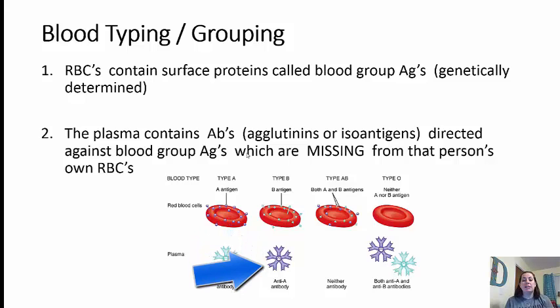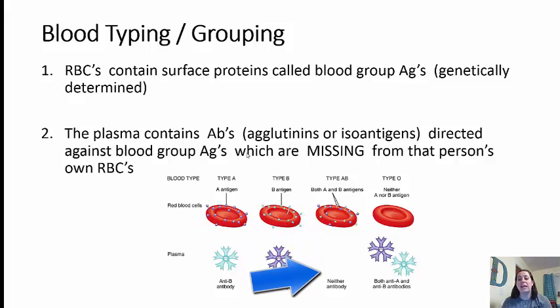Now this means that a person with A blood cannot receive B blood. If they receive B blood, their body will destroy the B cells because it's foreign. It doesn't belong there. And the same thing can happen if somebody who has B blood gets A blood. It will be destroyed. On the other hand, you can see type AB. AB has both the A and B antigens, so it has the purple and the turquoise on its red blood cell. However, there are no antibodies because they have both A and B.